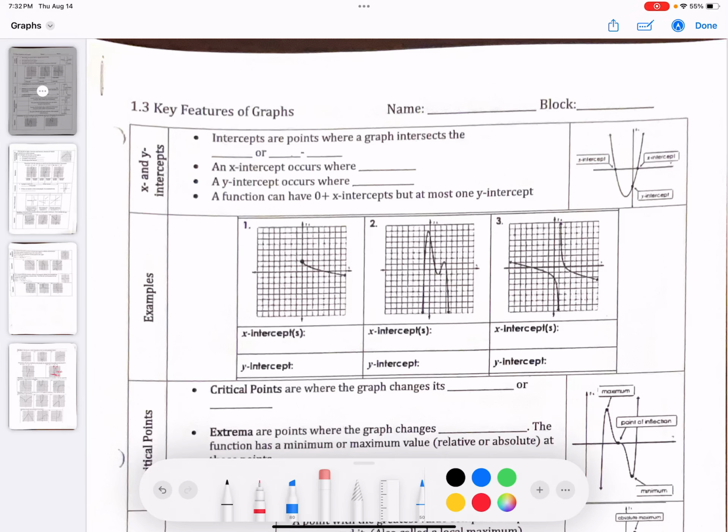Hello, ladies and gentlemen. Today we're going to be going over key features of graphs. So everything that we're doing today you can do by just looking at a graph, and there's not really a lot of math to do. So first thing we're going to talk about are x and y intercepts.